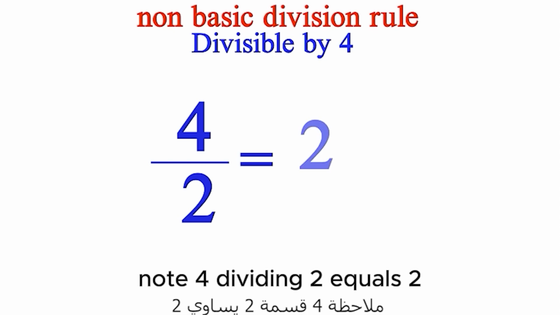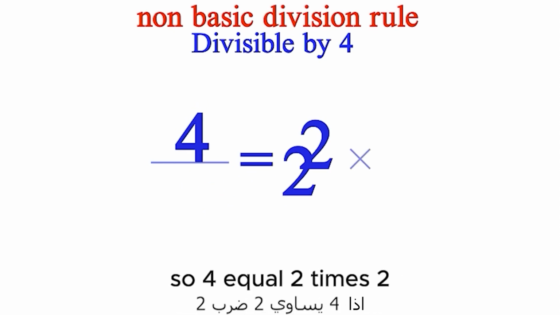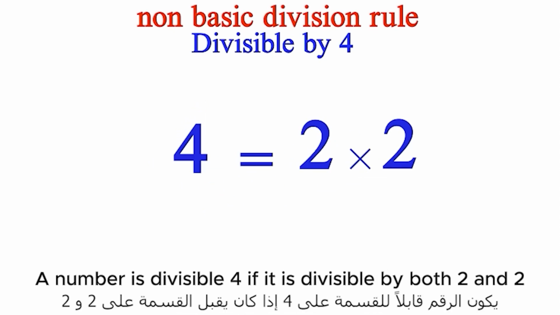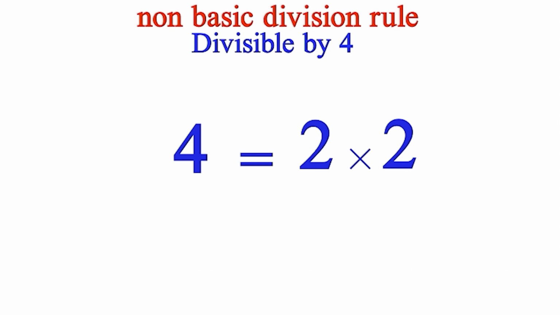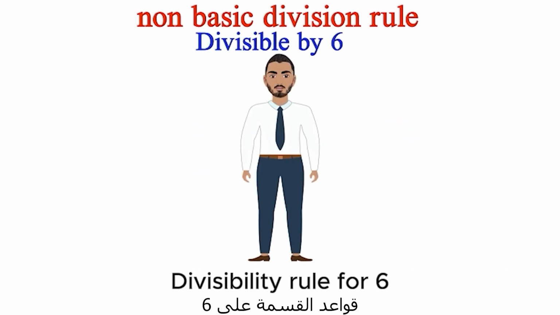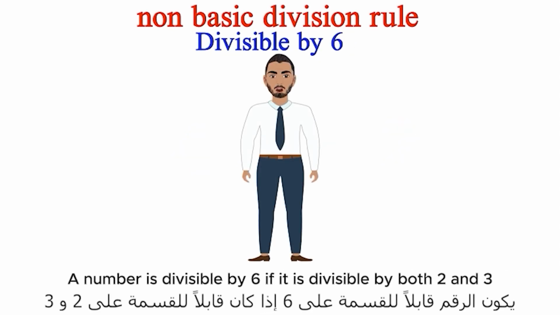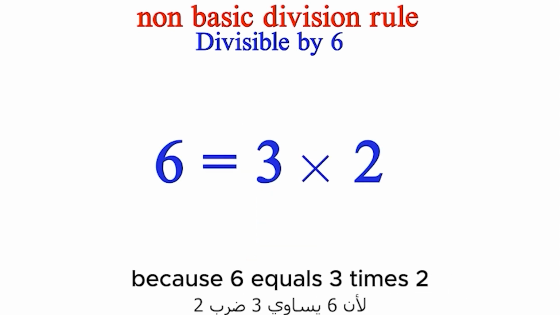Note for dividing by 4, which equals 2 times 2. A number is divisible by 4 if it is divisible by both 2 and 2. Divisibility rule for 6. A number is divisible by 6 if it is divisible by both 2 and 3, because 6 equals 3 times 2.